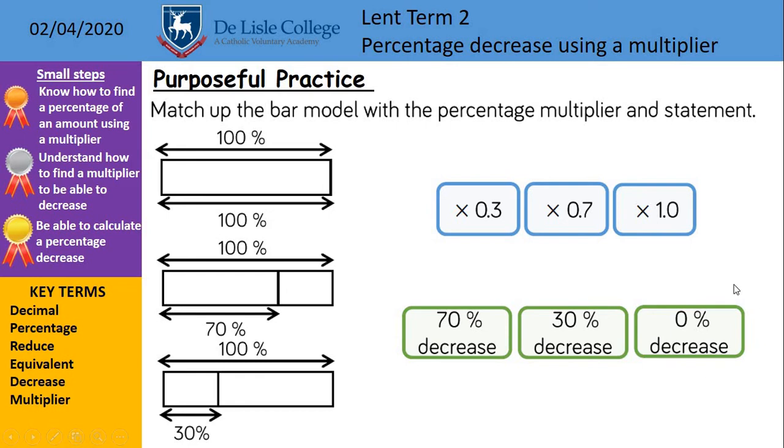Now the last one, a 0% decrease, means we are keeping the original value. We don't want to change it in any way. We don't want to decrease by anything. So this would mean we still want 100% of the same amount. So we'd multiply by 1 so that there is no change whatsoever.